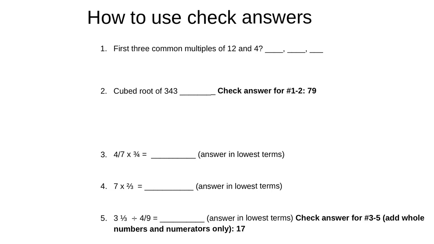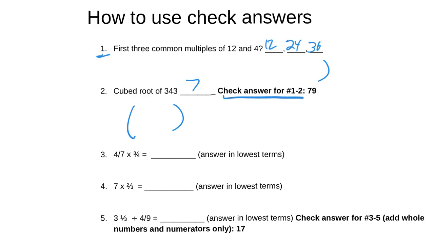Here's how you use the check answers to check your own work. Number 1, asks for the first 3 common multiples of 12 and 4. 12, 24, and 36. Of course, show your work. Cubed root of 343. Again, show your work. Let's say you get 7 for that answer.